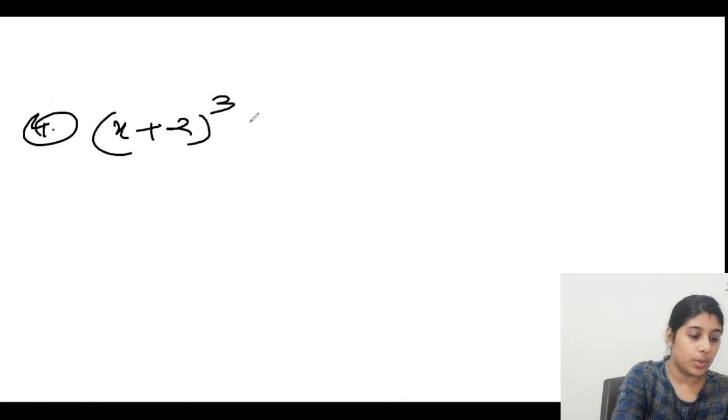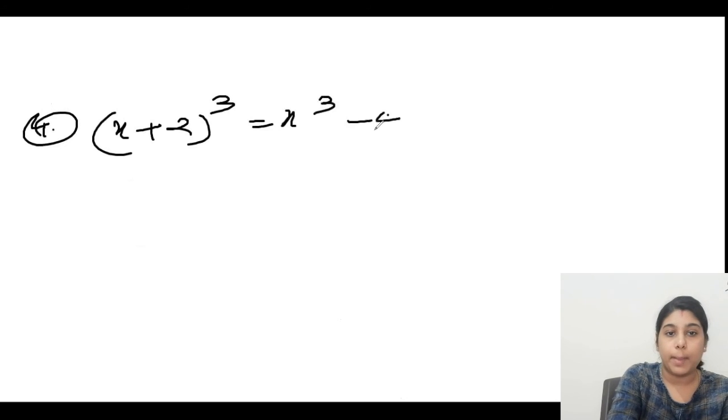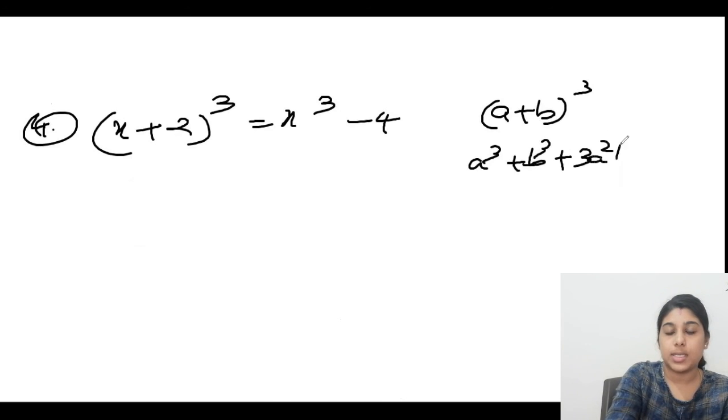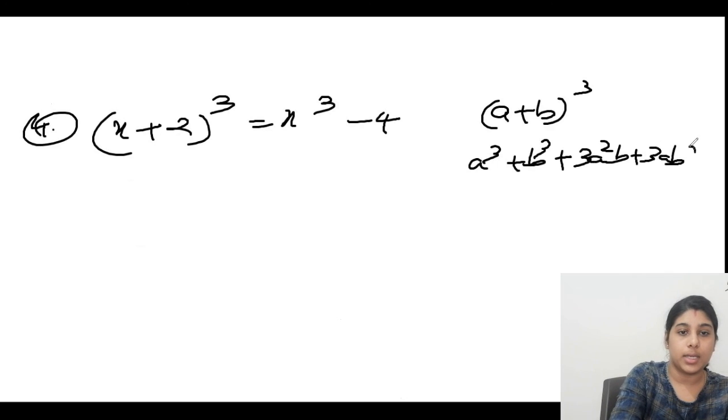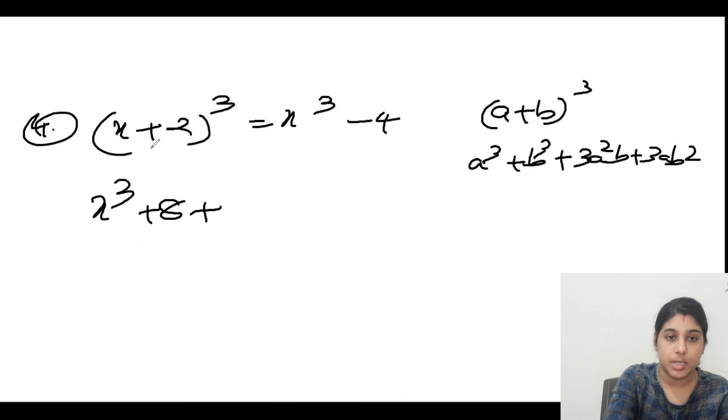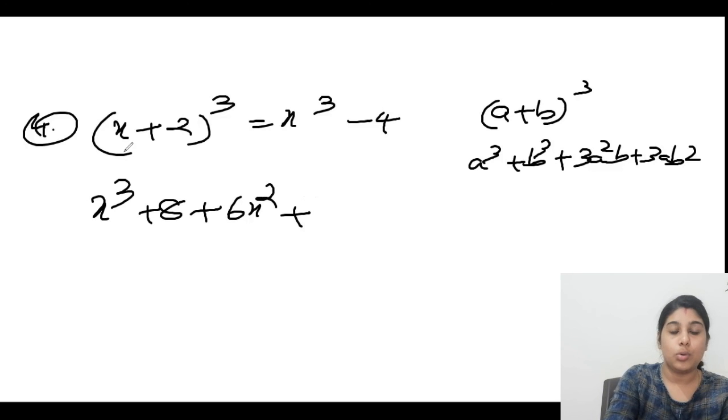Next question. (x plus 2) the whole cube is equal to x cube minus 4. You know (a plus b) the whole cube is what? Those who don't know, note it down. (a plus b) the whole cube is a cube plus b cube plus 3a square b plus 3ab square. So apply it here. x cube plus 8 plus 3a square b, that means 3x square into 2, that is 6x square, plus 3ab square, 3 into x into 4, that is 12x.